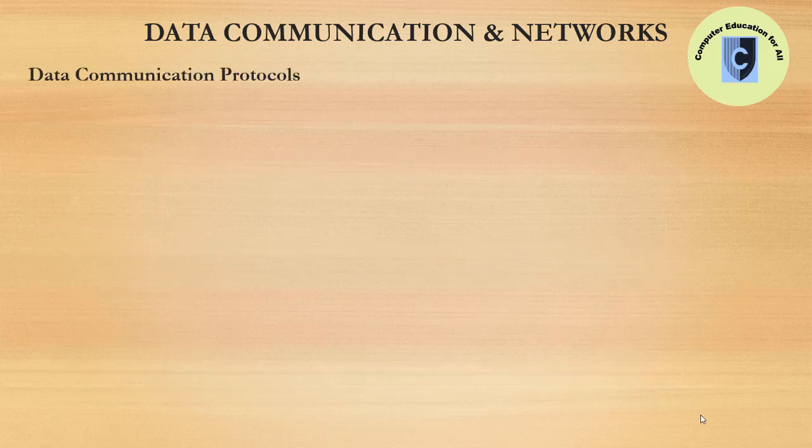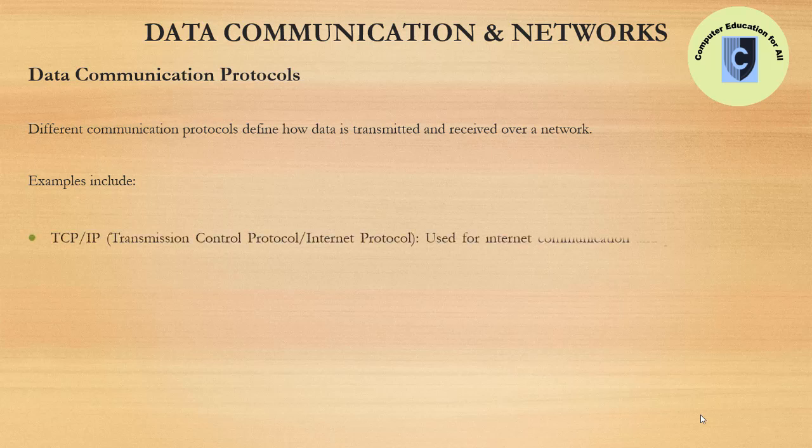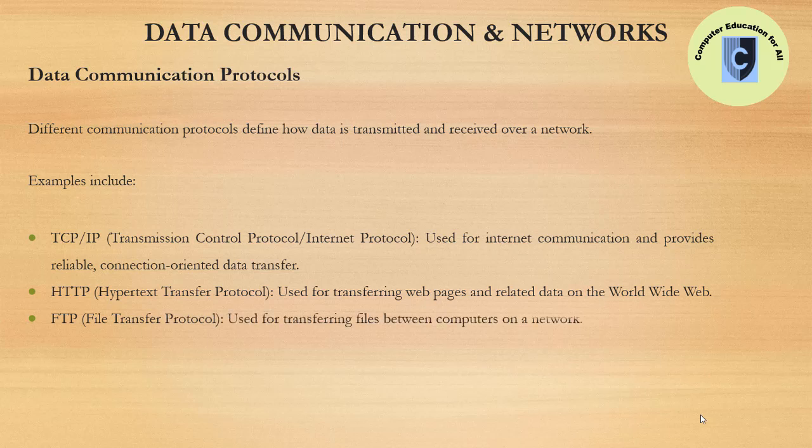Data communication protocols. Different communication protocols define how data is transmitted and received over a network. Examples include TCP/IP, Transmission Control Protocol/Internet Protocol, used for Internet communication and provides reliable, connection-oriented data transfer. HTTP, Hypertext Transfer Protocol, used for transferring web pages and related data on the World Wide Web. FTP, File Transfer Protocol, used for transferring files between computers on a network.